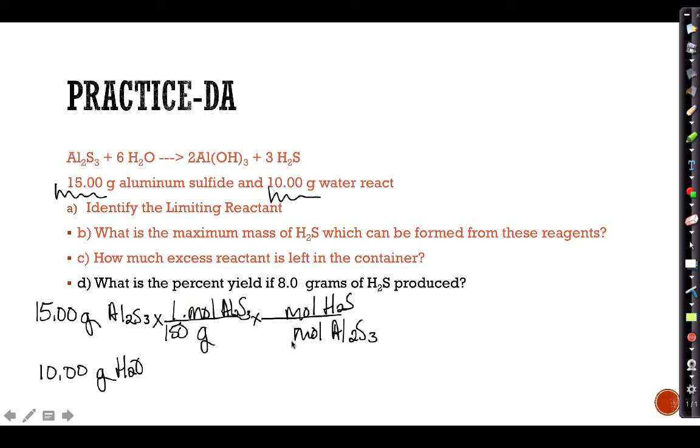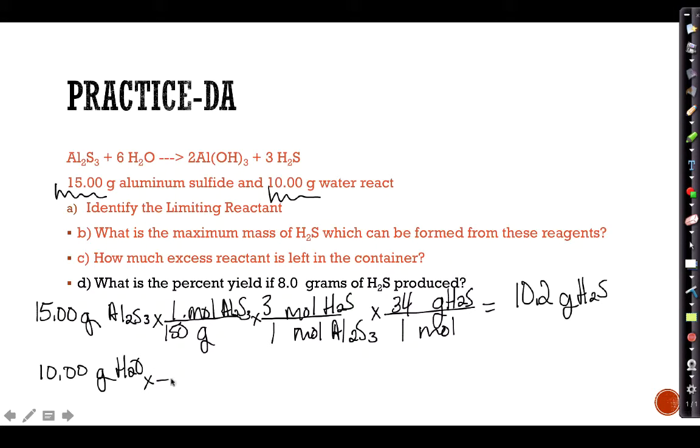Alright, so that goes on the bottom, so I can cancel it. Moles on top of moles. Let's look at the coefficients. So it's a 3:1 ratio. And yes, I could stop here, but it's asking for the mass anyway, so I'm just going to go the one extra step. Grams of H2S on the top. 1 mole is equal to 34. Well, after I do this, I'm going to get 10.2 grams of H2S.